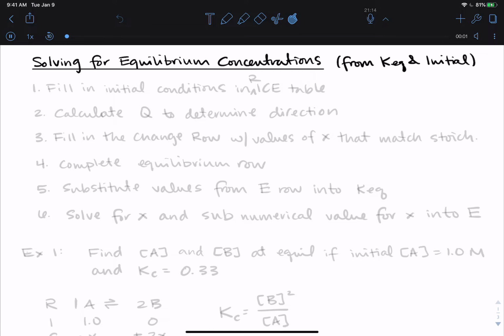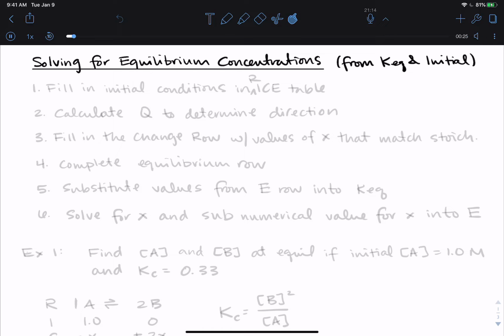So this video will cover the most likely scenario that you encounter when solving equilibrium problems, and that is that you'll be asked to solve for the equilibrium concentrations. You will know the equilibrium constant, and you will know something about the initial conditions. So the first thing that I want to give you are the specific steps that you should follow.